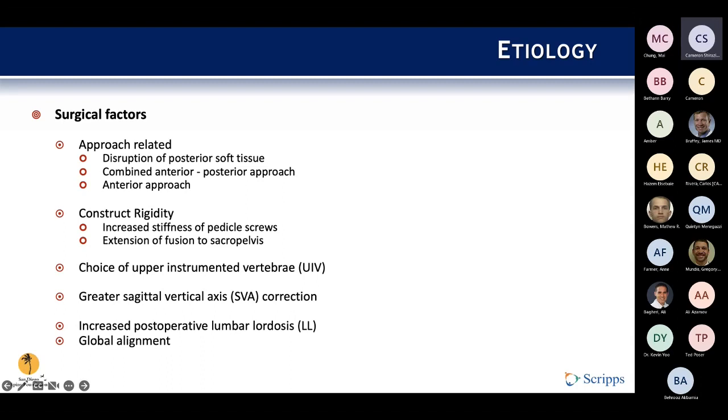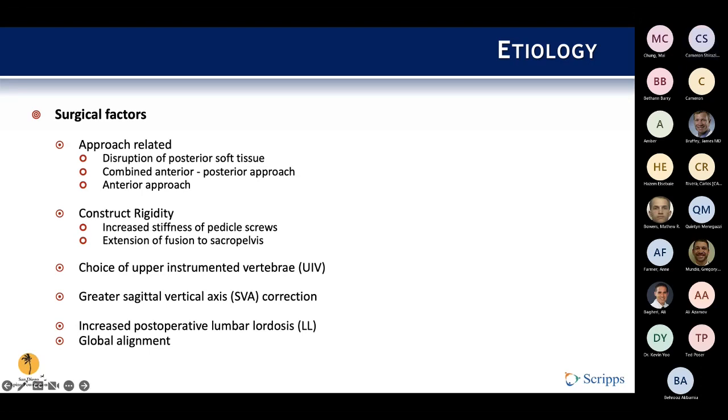The next thing is your construct rigidity. As we have increased stiffness secondary to pedicle screws, and now we extend fusions to the pelvis, you're increasing the rigidity of these constructs, and so these patients that you're taking down to the pelvis can sometimes be at higher risk.